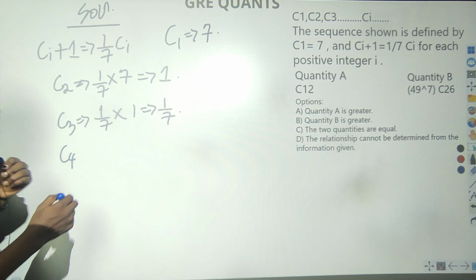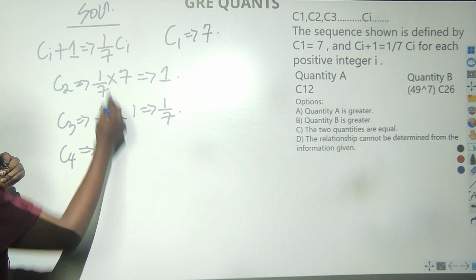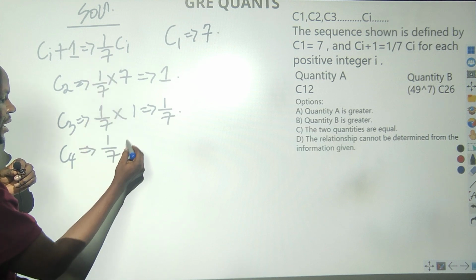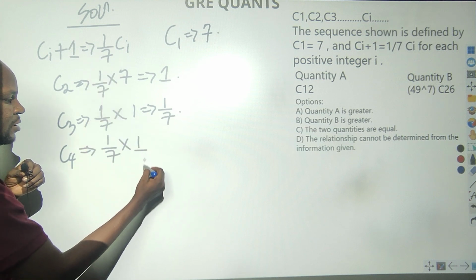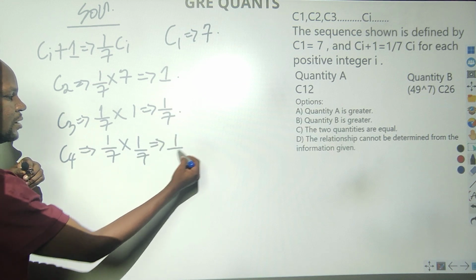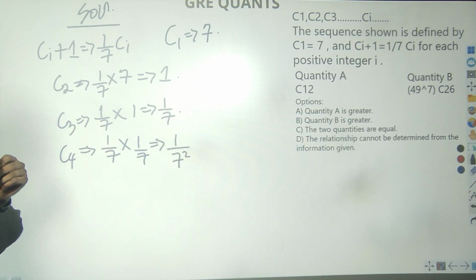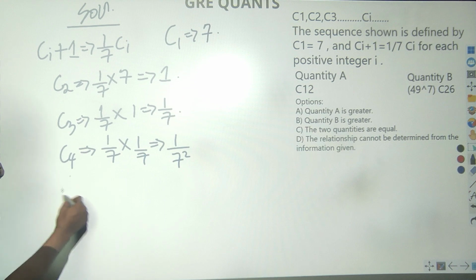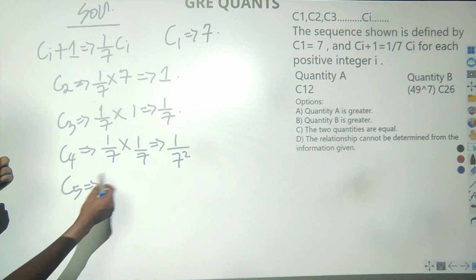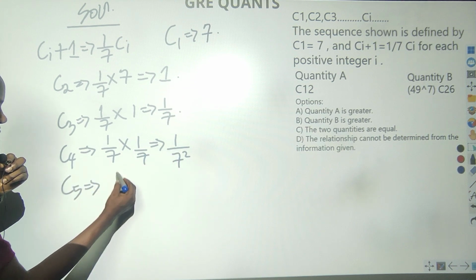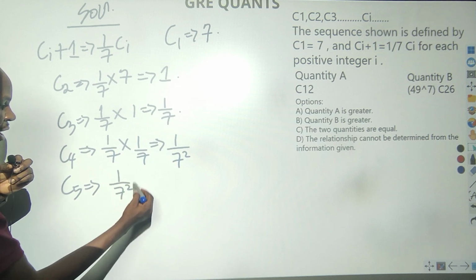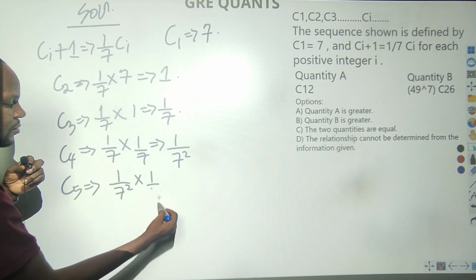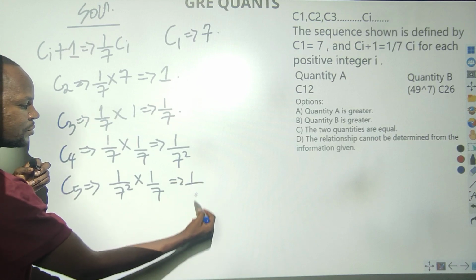C4, because I don't want this thing to cut too much, will be 1 over 7 times the previous term, times 1 over 7. I'll just write 1 over 7 raised to power 2, because I want to get the pattern. And let's go to C5. Maybe by 5 I'll be able to get it to be 1 over where I am times 1 over 7. That's 1 over 7 raised to power 3.